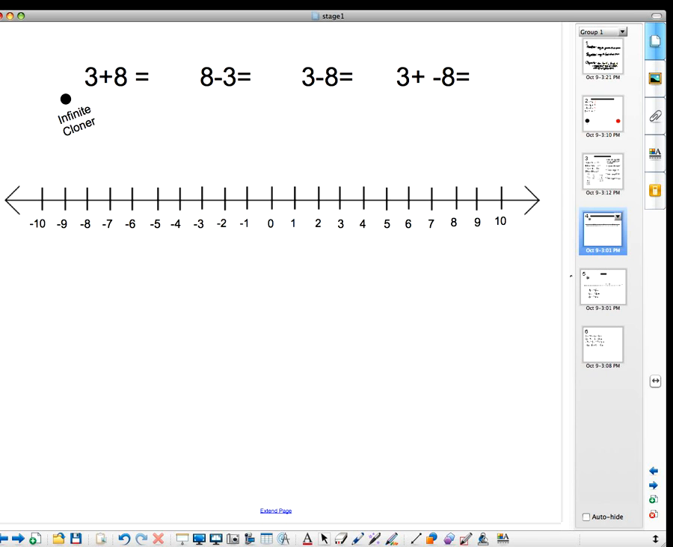So for example, 3 plus 8, I start on my 3, and in order to go positive 8, I go to the right 8 spaces, 4, 5, 6, 7, and 8, we know that would end at positive 11. And that would be my answer. If I had 8 minus 3, I would start at positive 8 and go to the left 3 spaces. And that would bring me to 5.